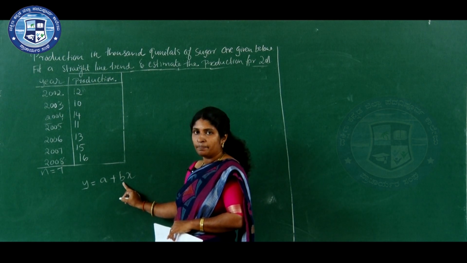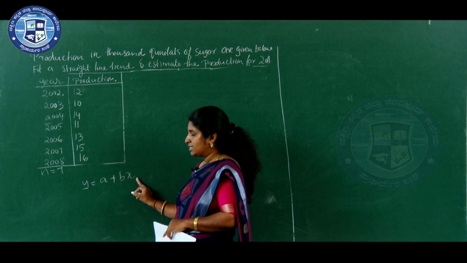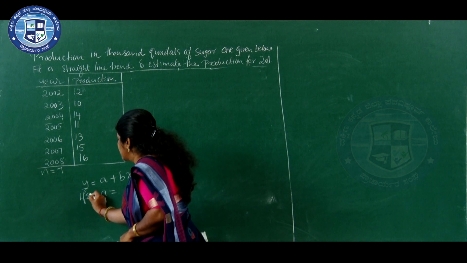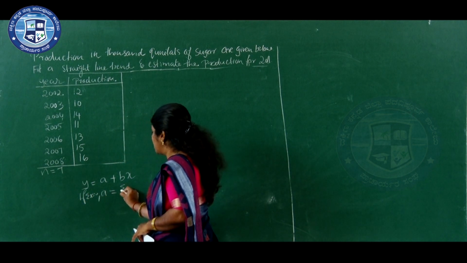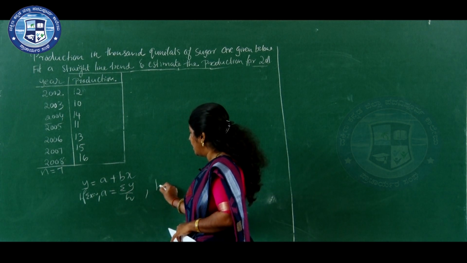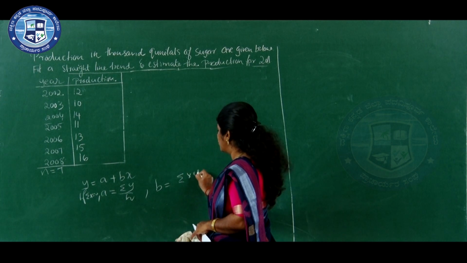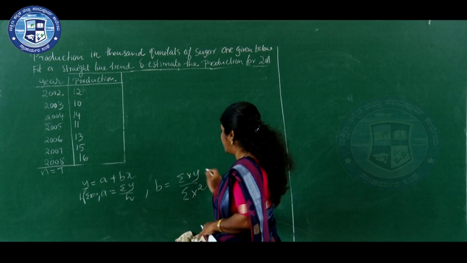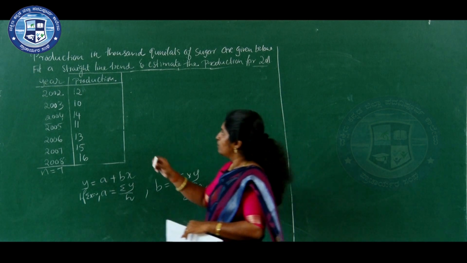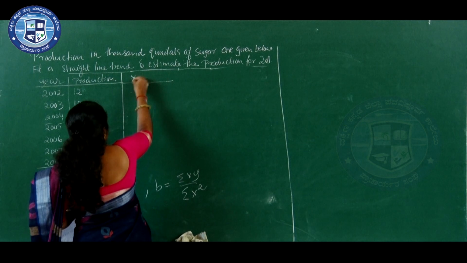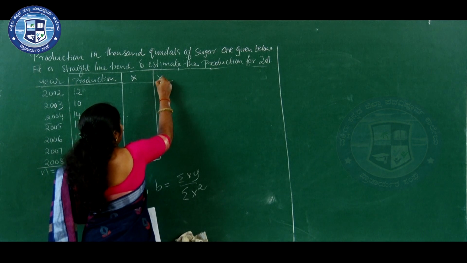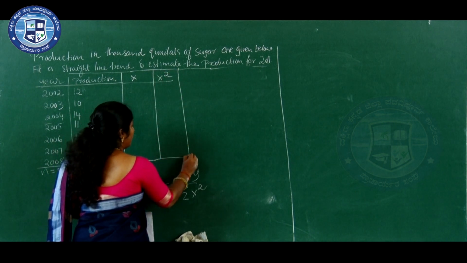Where, if summation x is equal to 0, a is equal to summation y divided by n and b is equal to summation xy divided by summation x square. So, you have to find the time point, that is x, then x square and x into y.